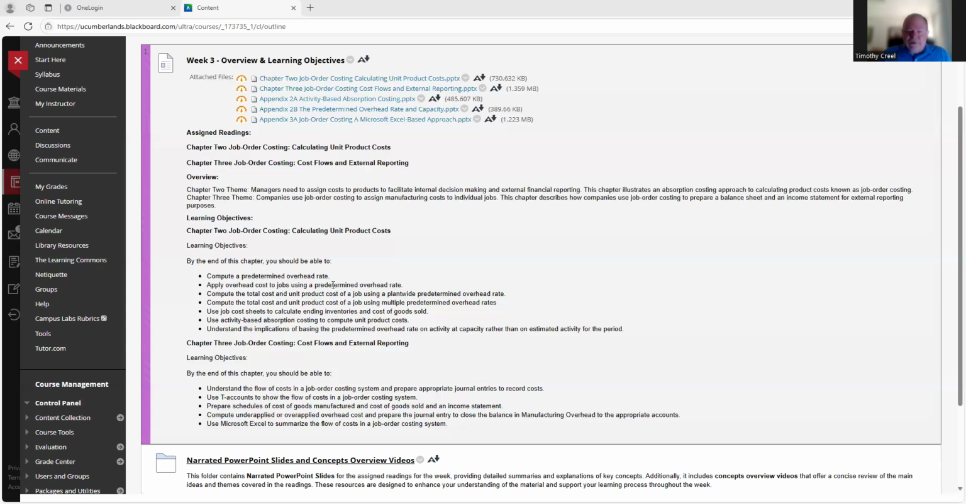Talk about cost of goods sold, ending inventories. You're going to see a flow through the manufacturing process in this chapter. You're going to see inventory accounts, like work in process.